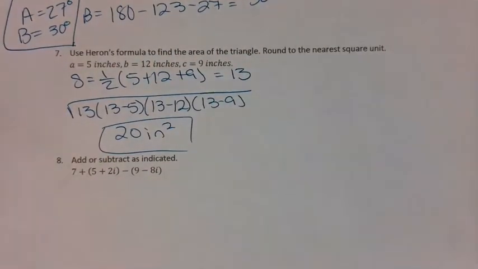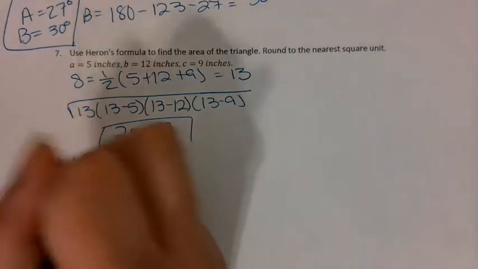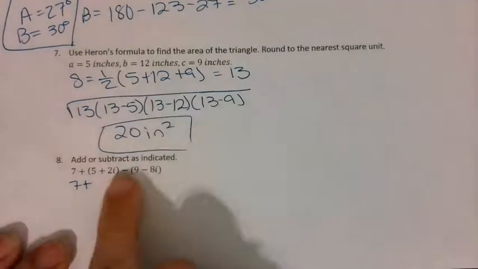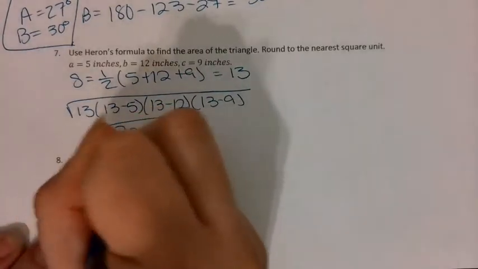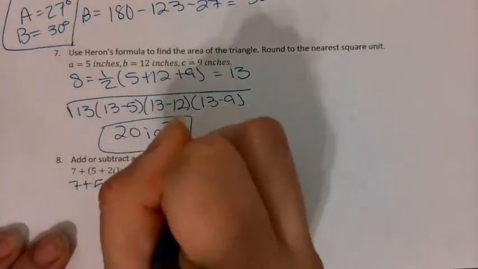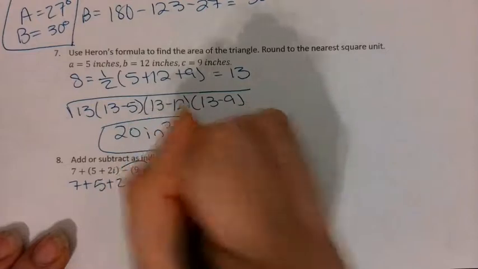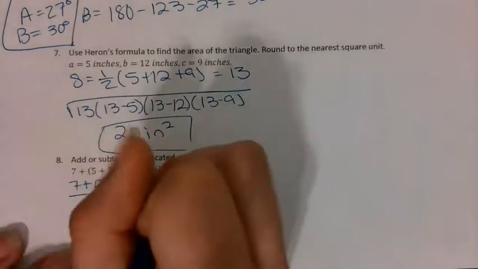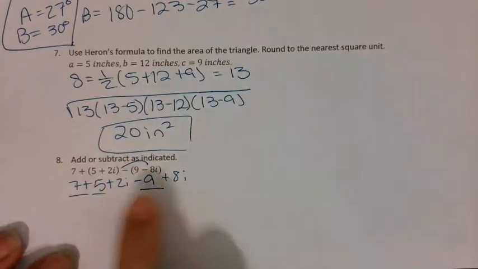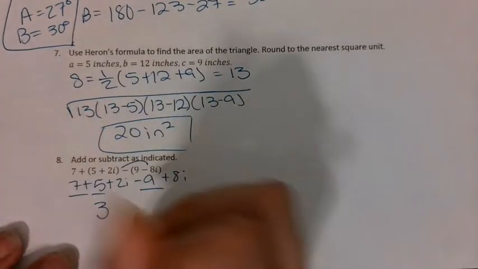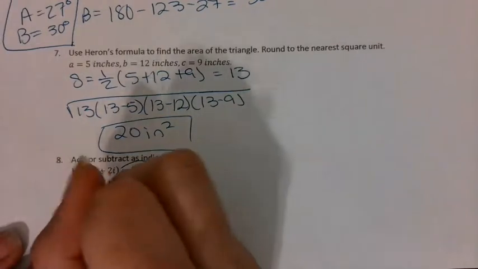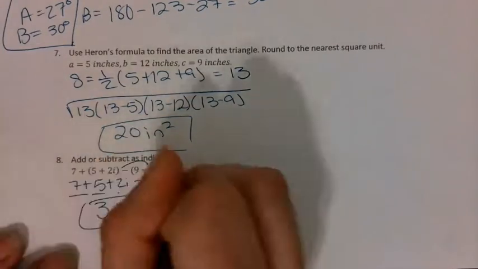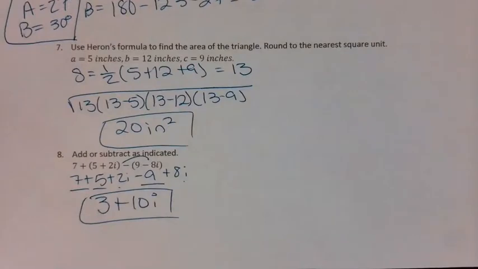Number 8 wants me to add or subtract as indicated with imaginary numbers. I'm going to start by just distributing the negative for the second part. So I have 7 plus 5 plus 2i minus 9 plus 8i. Now, I just treat this like combining like terms. I have 7 plus 5 minus 9. 7 plus 5 is 12. Minus 9 is 3. 2i plus 8i is 10i. Remember, when we're working with imaginary numbers, the real number goes in front.